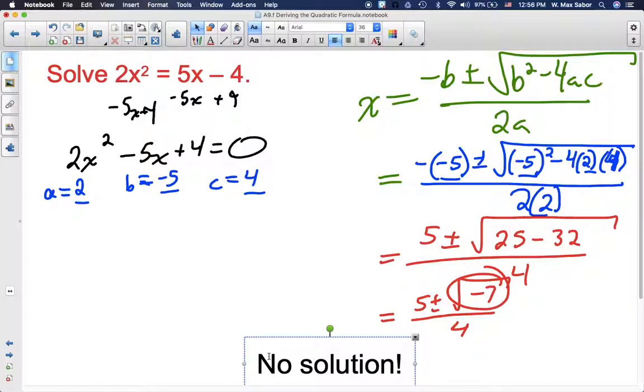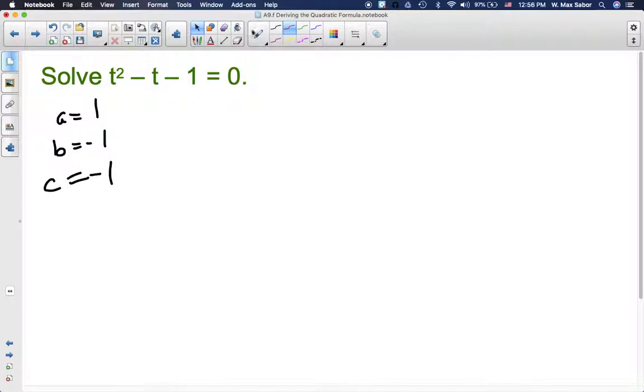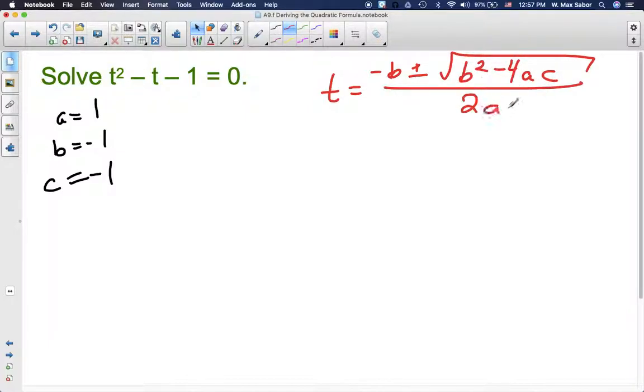And how do we know? X equals negative b plus or minus the square root of b squared minus 4ac all over 2a. Another one. Here, a equals 1, b equals negative 1, c equals negative 1. So now we write the quadratic formula. X equals negative b plus or minus the square root of b squared minus 4ac all over 2a.